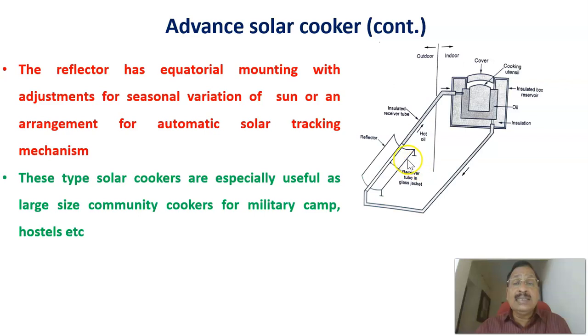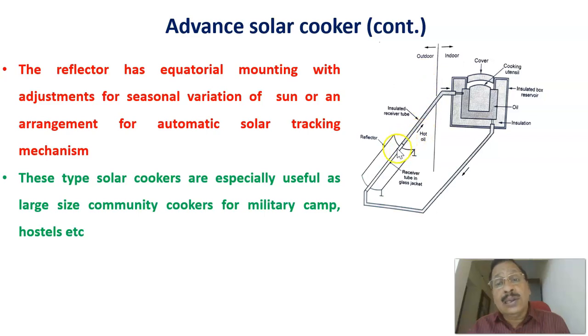Advantage is that even though there is solar radiation, the already stored hot oil, that heat energy, can be used to cook the food even in the absence of solar radiation. It is thermal energy storage. This consists of the insulation box reservoir, and here is cooking. Here a cover is there, the cooking vessel can be kept here, and this insulation is there.